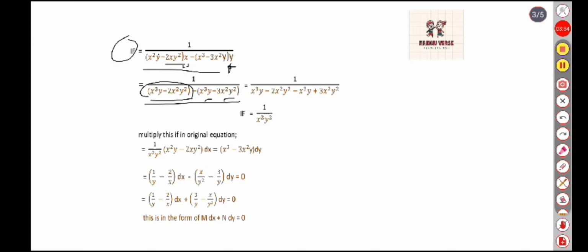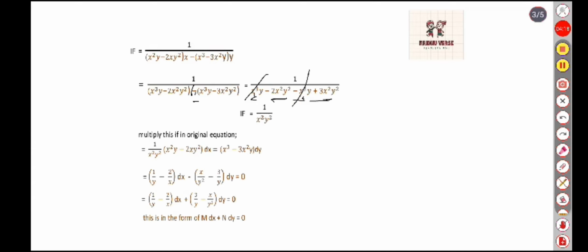Now what we are doing, here you see this bracket is there. Now we're removing this bracket. So minus comes inside, multiplying. So here minus x cube y plus 3x square y square. Now what we can see, this plus, this minus, so we cut both. Next this is minus 2x square y square, here is plus 3x square y square. So 3 minus 2 is 1, positive 1. So that only, IF equal to 1 over x square y square, that we got as the final answer.